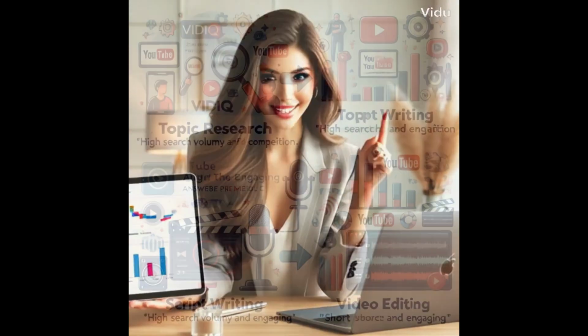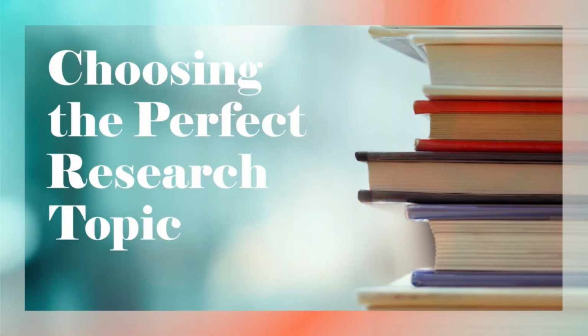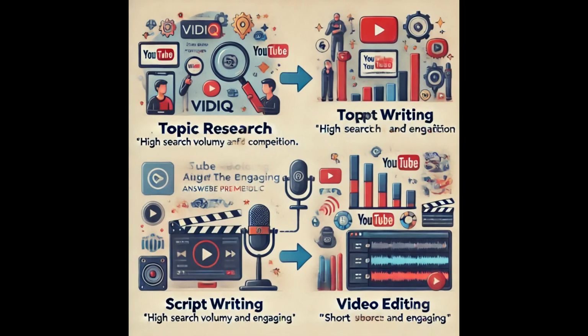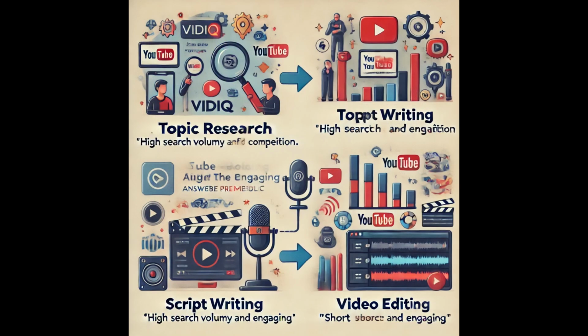Content creation process. Step-by-step visuals of creating a YouTube video. Number 1, topic research. Tools: VidIQ, TubeBuddy, Answer the Public. Look for topics with high search volume but low competition. Number 2, script writing. A good script should be short and engaging. You can hire freelancers on platforms like Fiverr or Upwork.